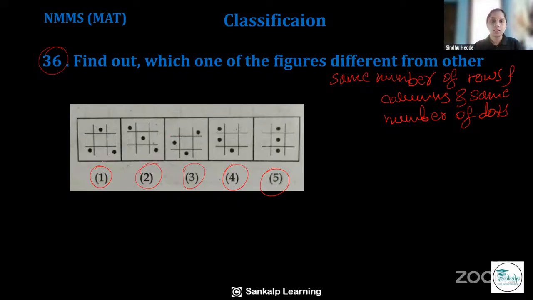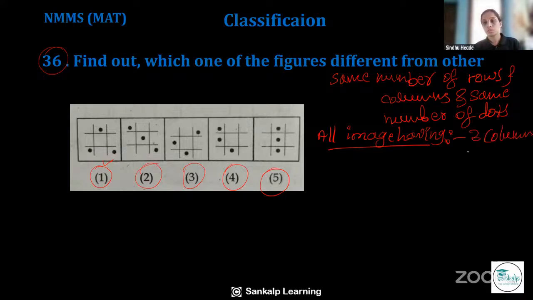So start with image 1. As we know, all the images are having 3 columns and 3 rows. So this one is considered as rows and this one is considered as columns.